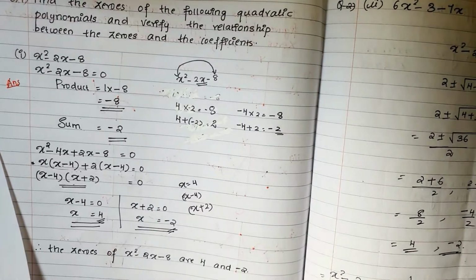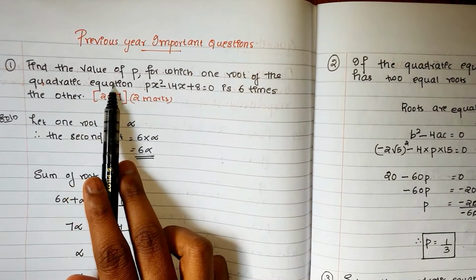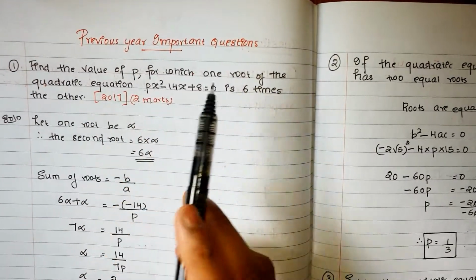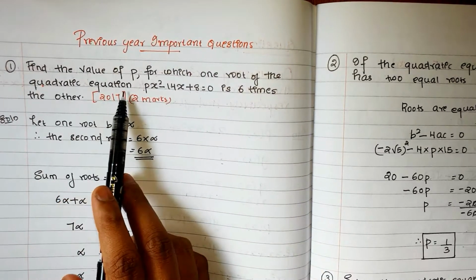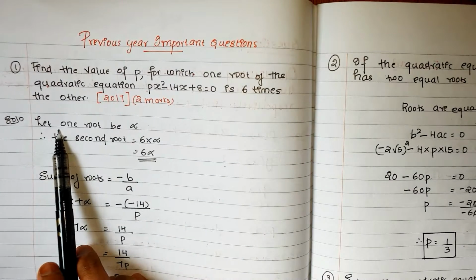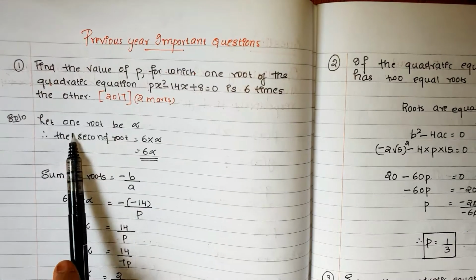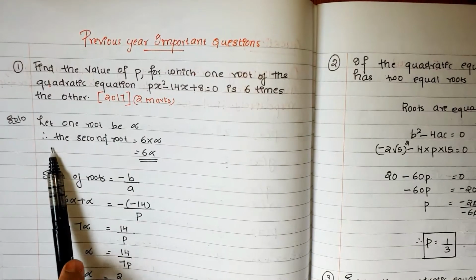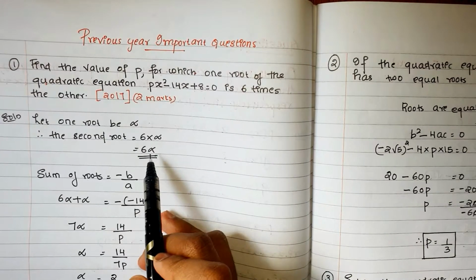Now let's move on to some other questions, some previous year's board exam questions. Question number 1. Find the value of p for which one root of the quadratic equation px square minus 14x plus 8 is equal to 0 is 6 times the other. So here it is given one root is 6 times the other root. Let one root be alpha. We know the roots are alpha and beta, and here one root is equal to 6 times the other root. So what will be the second root? The second root is equal to 6 times the first root, that is 6 into alpha, that is 6 alpha.